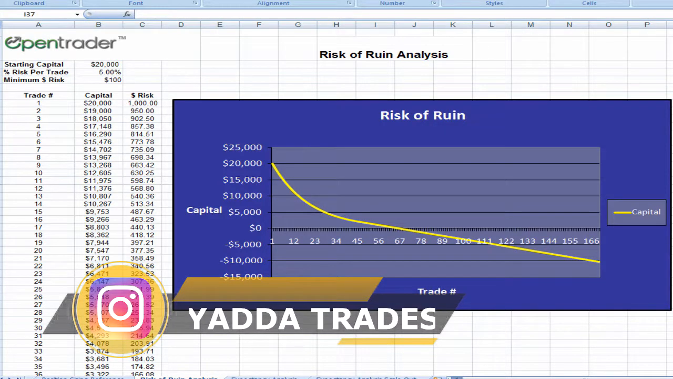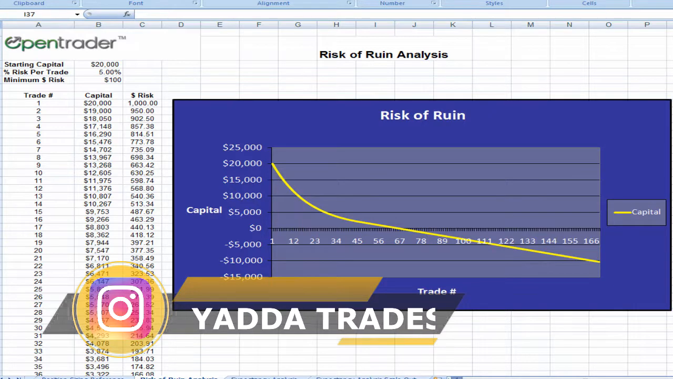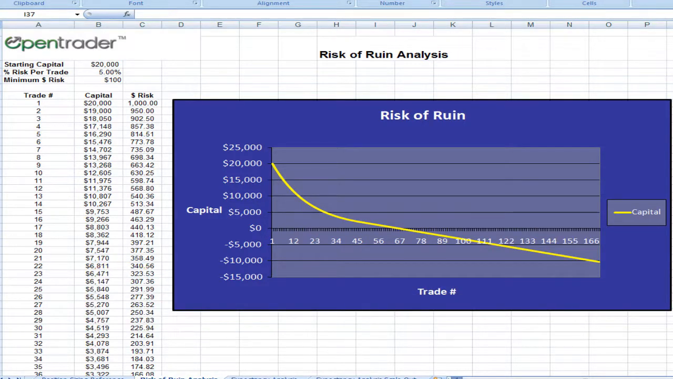Well, ruin means being financially ruined, i.e. losing all your account. Okay? So let's just take a look at this example and explain what all of this means. In this example, we're assuming that we have $20,000 of starting capital and that we're risking 5% of our account per trade.